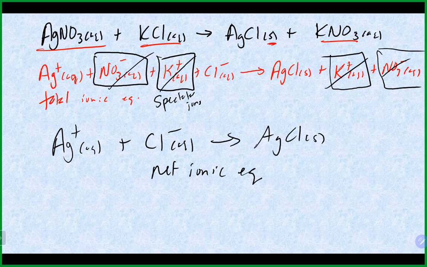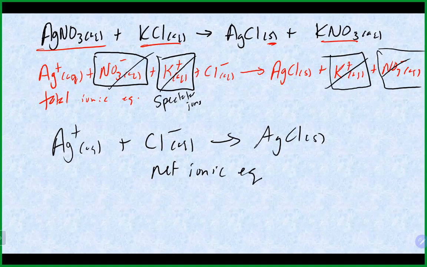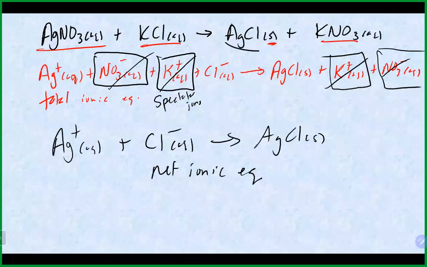For silver, we didn't cross that one out, right? We didn't, because there was no matching ion on the other side. We don't break apart the silver chloride here because it's a solid. The only way it could actually be a solid is if those ions stay together.